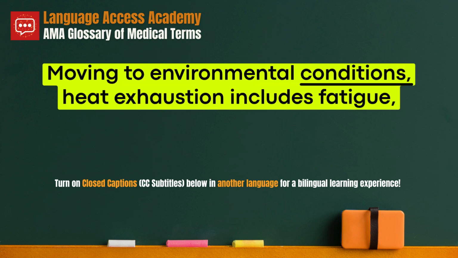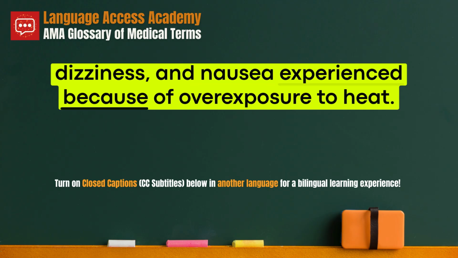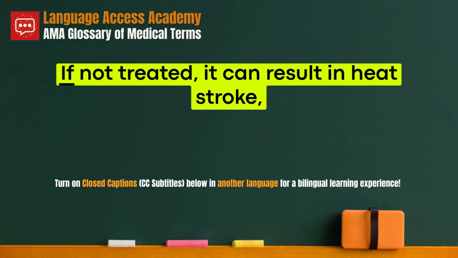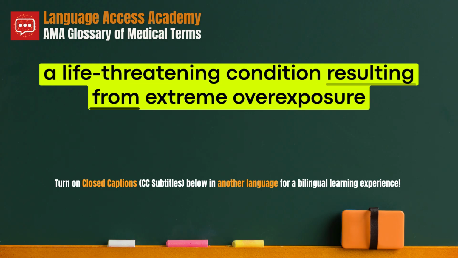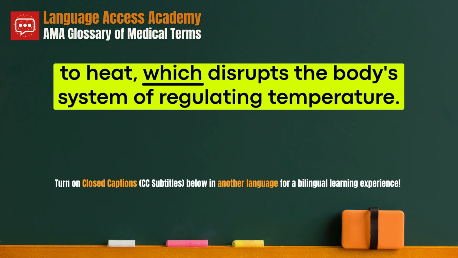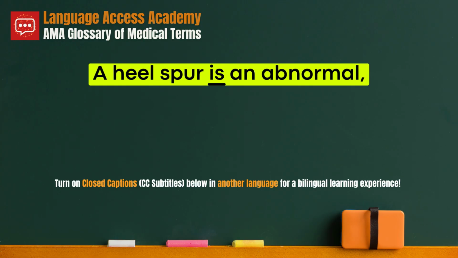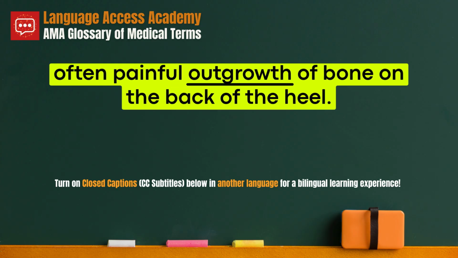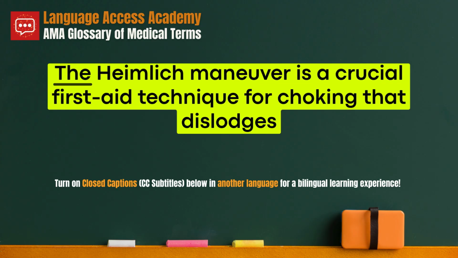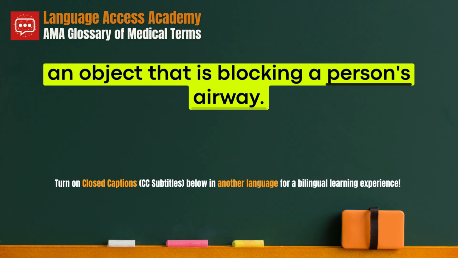Moving to environmental conditions, heat exhaustion includes fatigue, dizziness, and nausea experienced because of overexposure to heat. If not treated, it can result in heat stroke, a life-threatening condition resulting from extreme overexposure to heat, which disrupts the body's system of regulating temperature. A heel spur is an abnormal, often painful outgrowth of bone on the back of the heel. The Heimlich maneuver is a crucial first-aid technique for choking that dislodges an object that is blocking a person's airway.